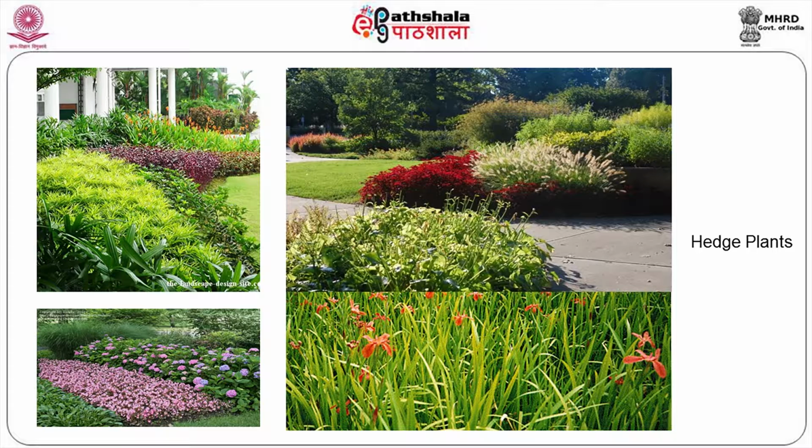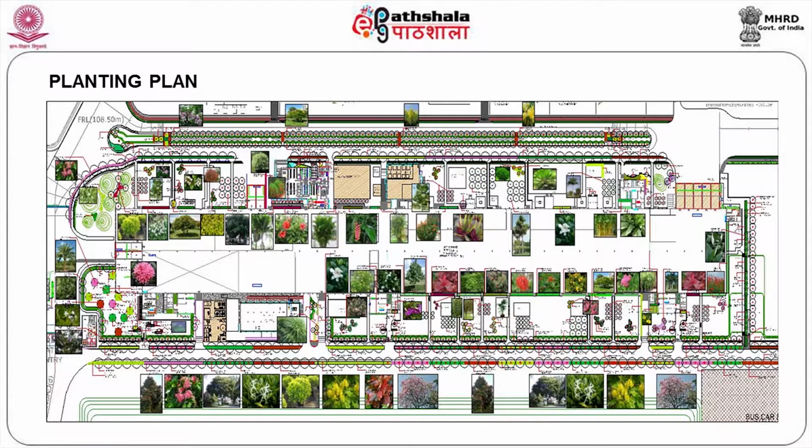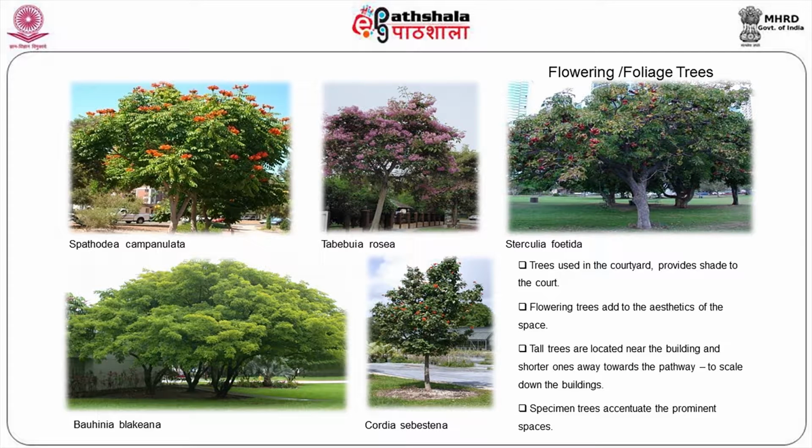You have the presentation of the planting plan with all the plant material in different locations identified. If you zoom in, you can see all the planting plan requirements. Foliage plants and trees are used in the courtyard to provide shade to the court. Flowering trees, tall trees, specimen trees, different types of trees, each with a different character.